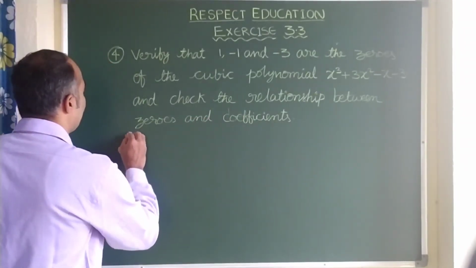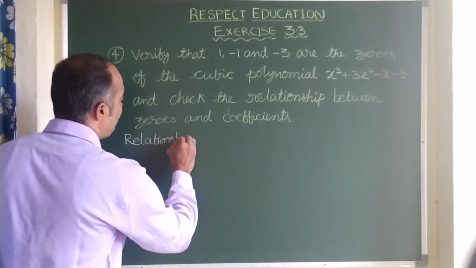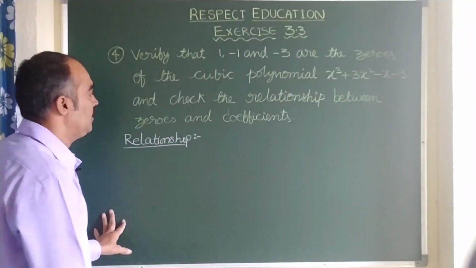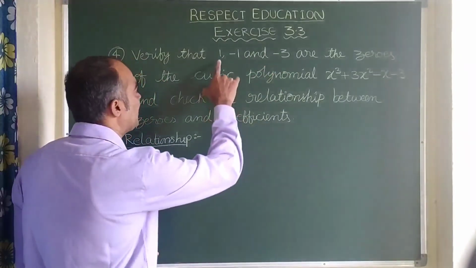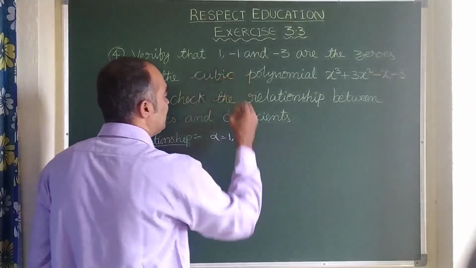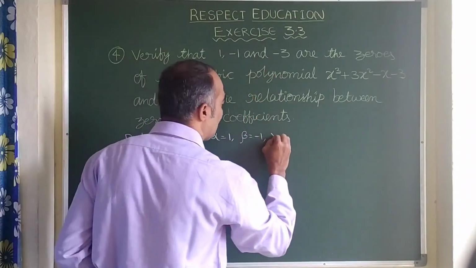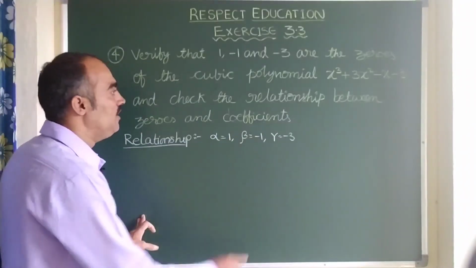So here, the relationship between the zeros and the coefficients. Since all the 3 are zeros, we can take the first value as alpha, the second value as beta, the third one as gamma, right? Zeros are ready. Now we need coefficients.